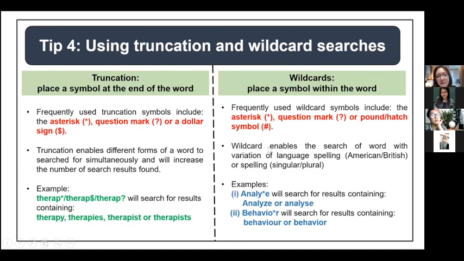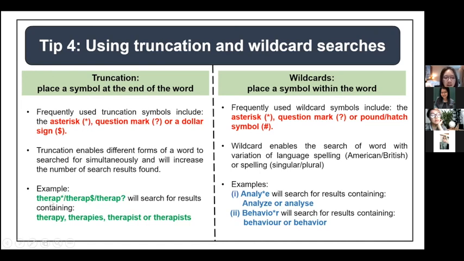Next one, we have tip number 4 about using truncation and also the wildcard. The difference between truncation and the wildcard is the position where we place a symbol. For truncation, usually we place a symbol at the end of the word. Some of the most commonly used symbols include the asterisk, the question mark, and also the dollar sign. You can put either one of the symbols. You do not need to include all, just either one, at the end of the word.